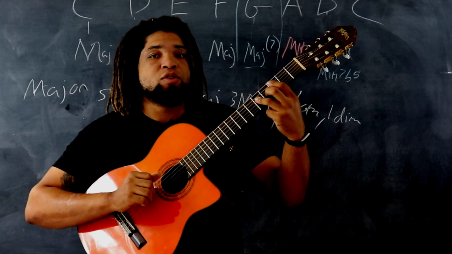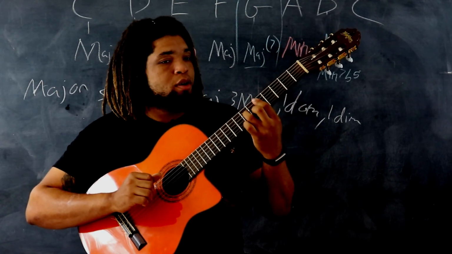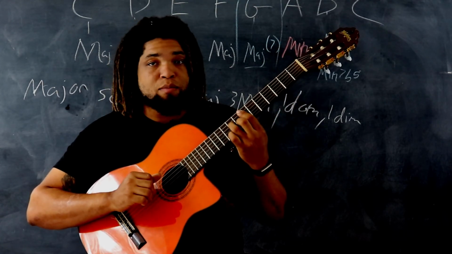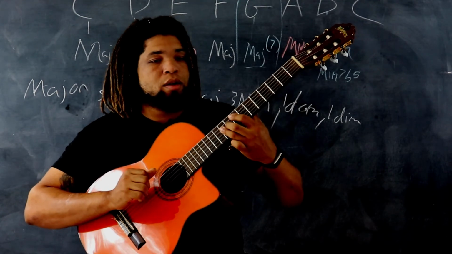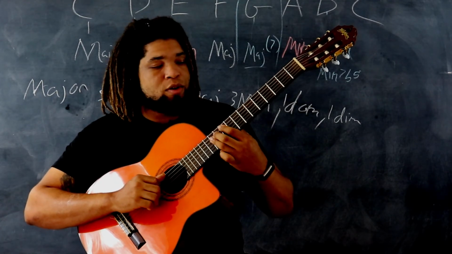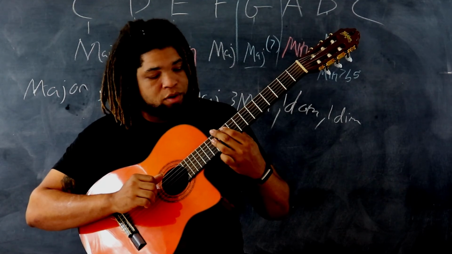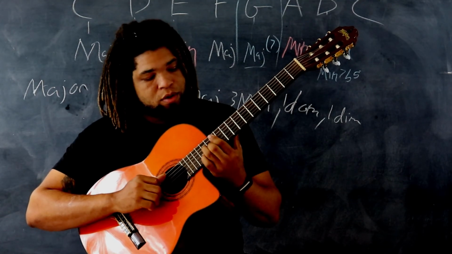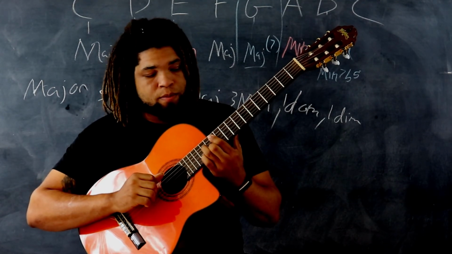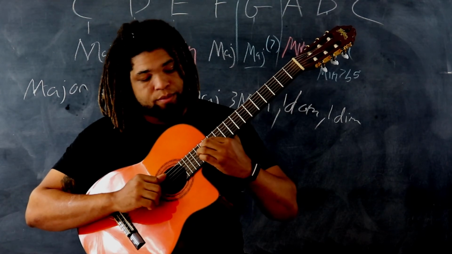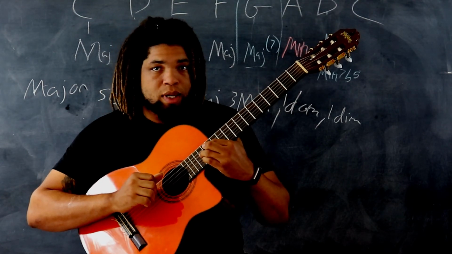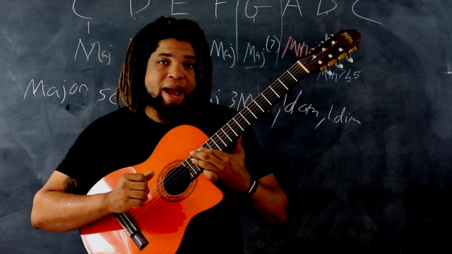Again, so we have a C major, D minor, E minor, F major, G major, A minor, B diminished, and back to C.